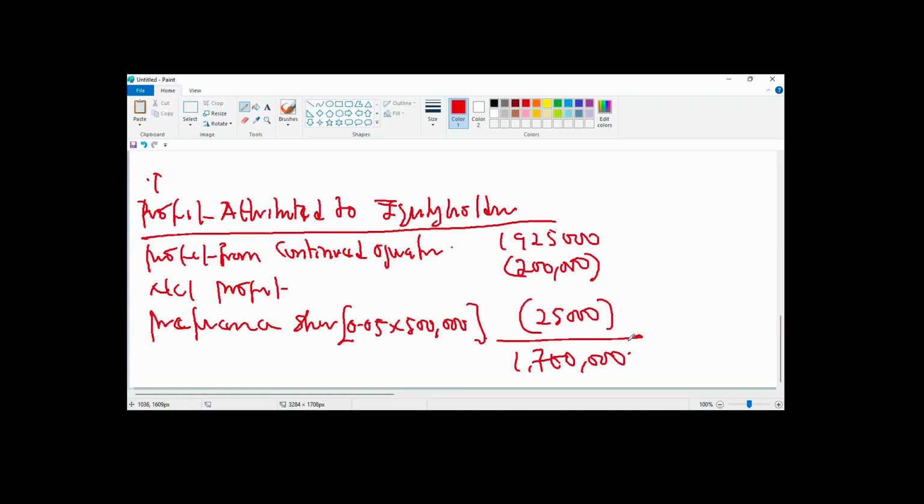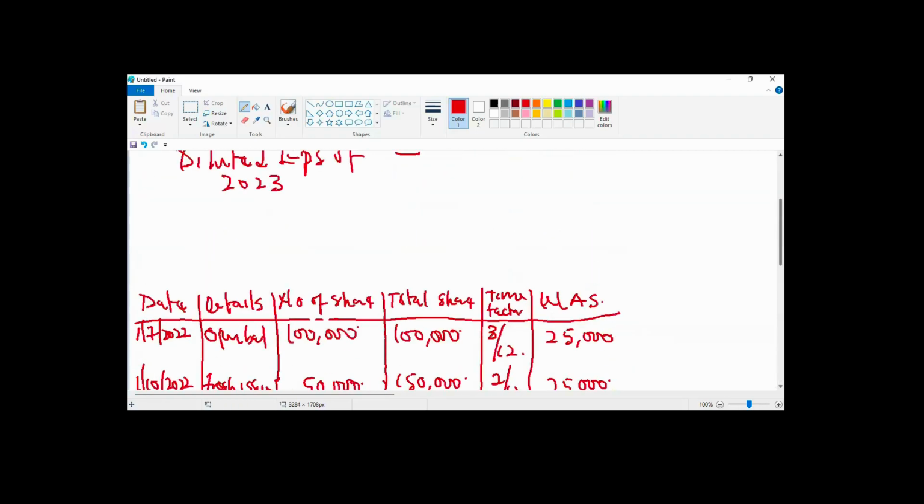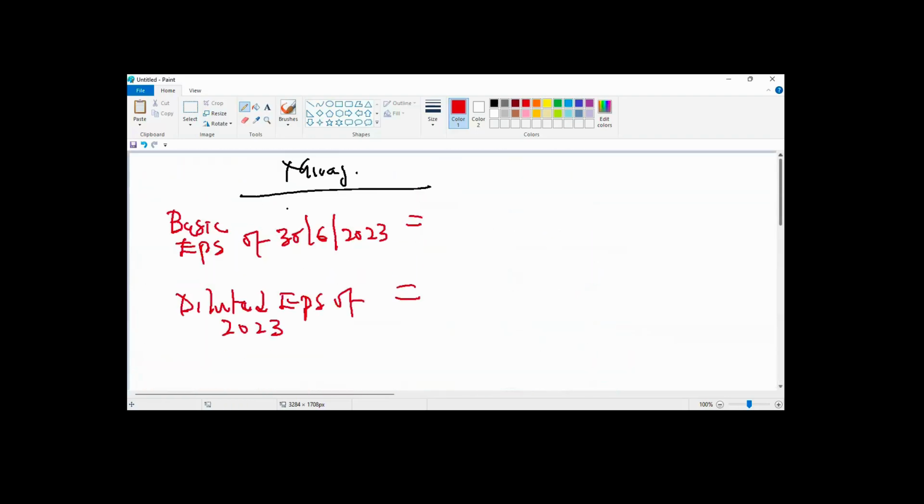Then I will divide by the weighted average of 136,833 to get the basic. This is the basic.